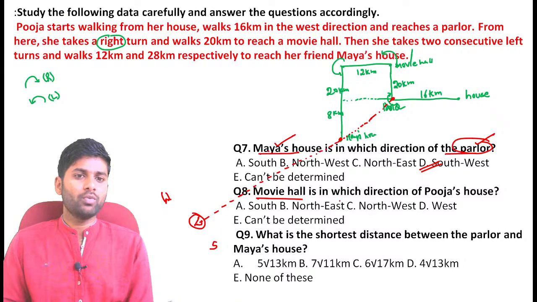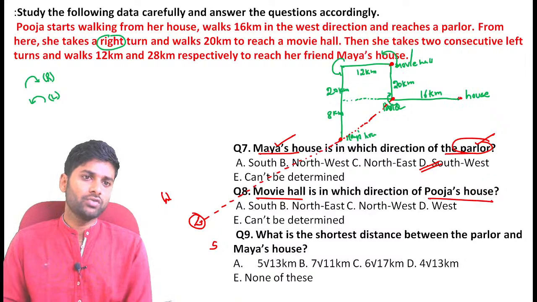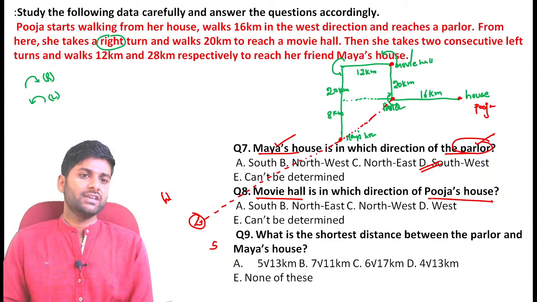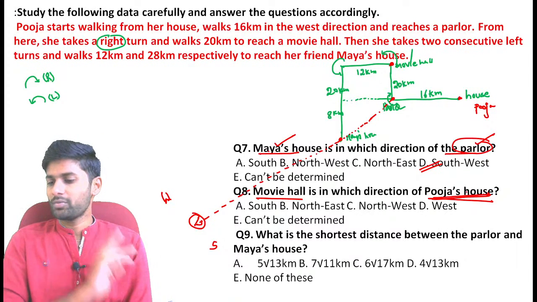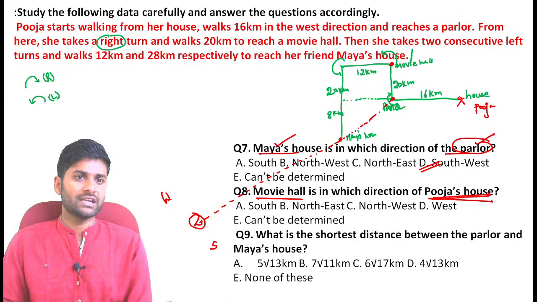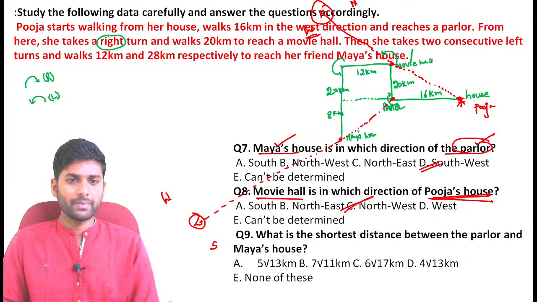Now again, we want the movie hall with respect to Pooja's house. So this is the movie hall, and here is Pooja's house. Here we already know that the second term is always the constant. This is the constant term. From this constant term, we move to the movie hall. So this is the direction. This corner direction represents north and west. So northwest is the perfect answer, guys.